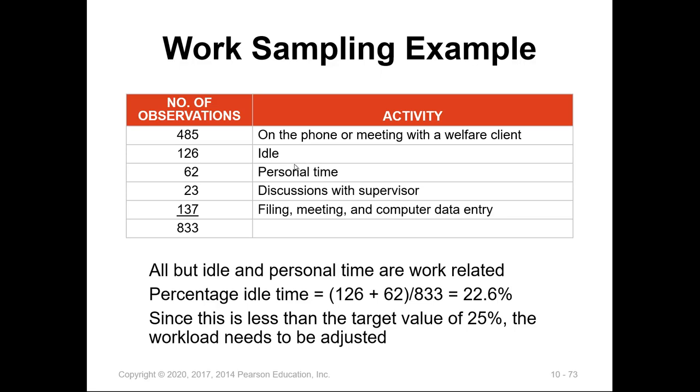So we have the personal time and the idle time, which are not work related, but the other 3 are work related. The percentage of idle time is equal to 126 plus 62 divided by 833, and that will equal 22.6%. Since this is less than the target value, which is 25%, then the workload needs to be adjusted. And this is how we do it. We look at the target, which is 25%, and if we didn't meet that target, then we need to readjust and balance the workload in a way to meet our target.